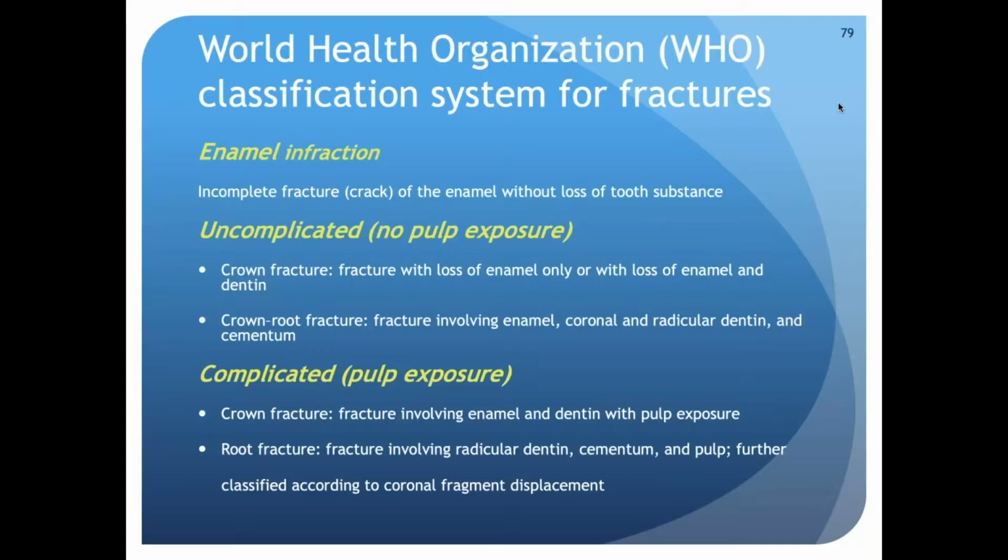And then the next fractures are either going to be uncomplicated or complicated, and that's basically talking about, do we have pulp exposure or no pulp exposure? So an uncomplicated crown fracture, we have a little bit of loss of enamel and dentin, but no pulp is exposed, just that little snaggle tooth. Or we can have an uncomplicated crown root fracture. So enamel's fractured, maybe coronal and radicular dentin, and maybe some of the cementum, but again, no pulp exposure.